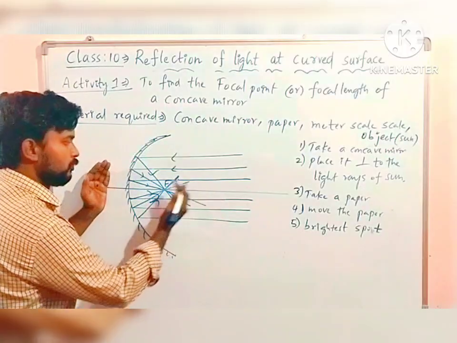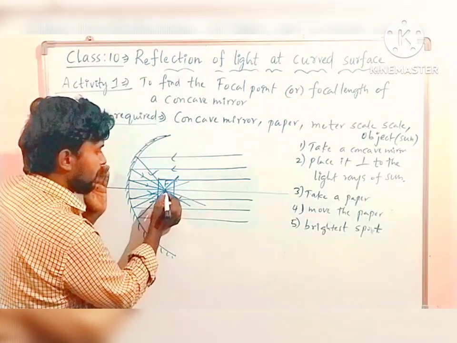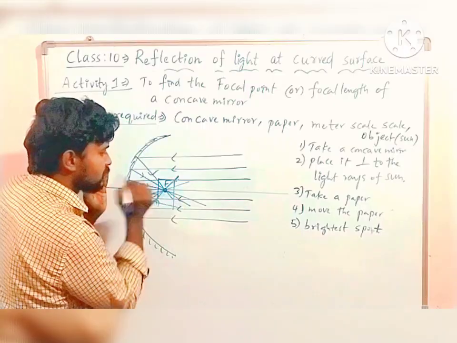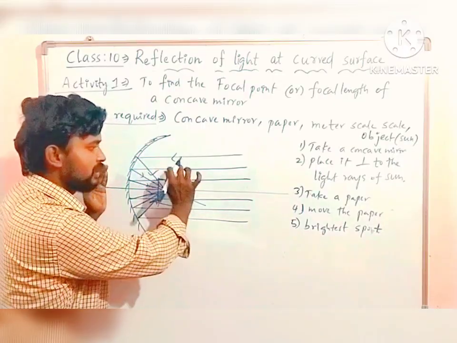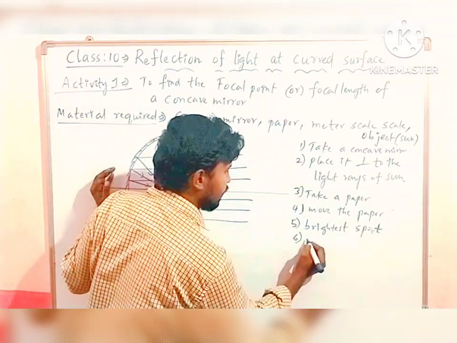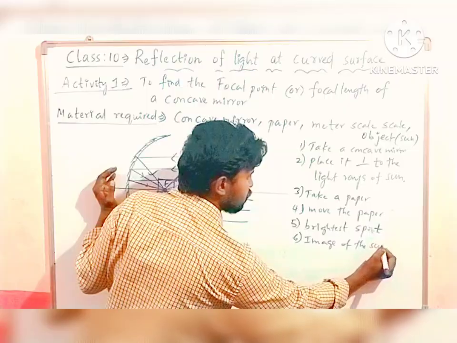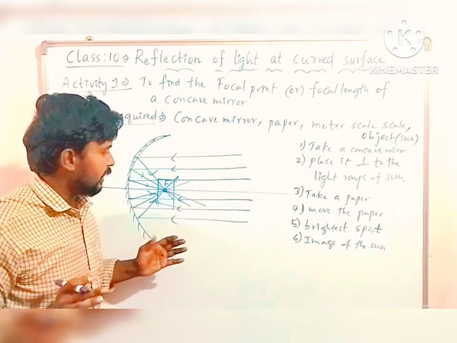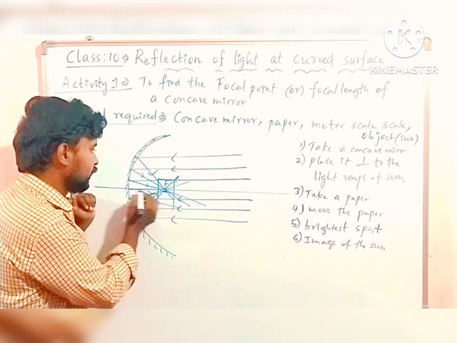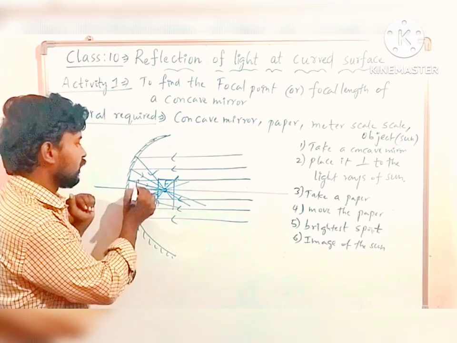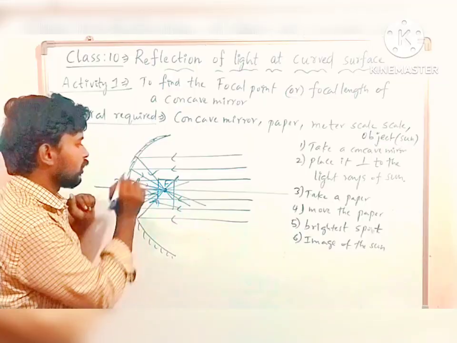As you move the paper forward, on the paper you will see the brightest spot. A brightest spot appears. This is the image of the sun. That brightest spot is the image of the sun. When you measure the distance from here to here, from the pole to this point, this is called the focal length.